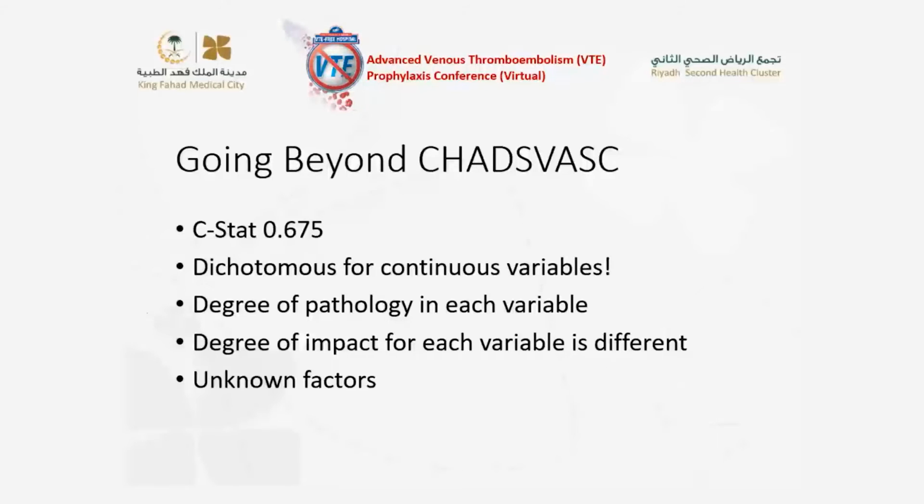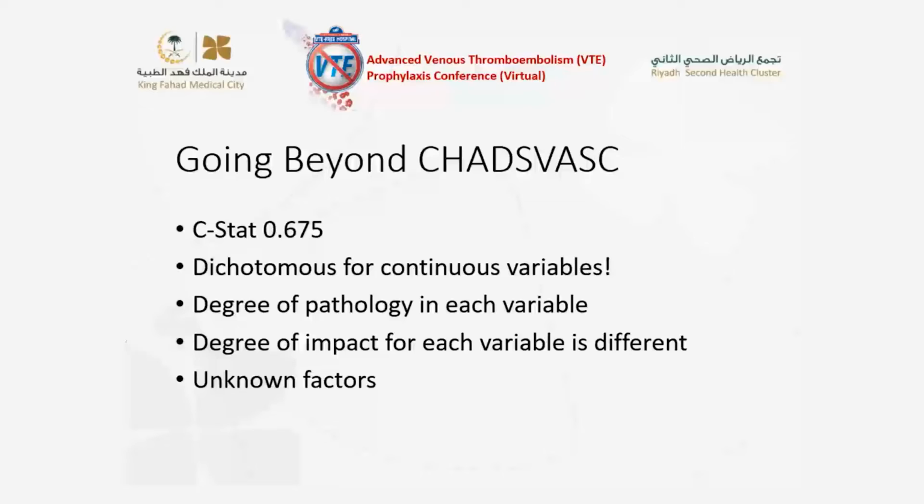The other thing that CHADS VASC does not account for is the pathology in each variable. So someone who's diabetic but has an A1C of 5.9 still gets a point. And someone who's diabetic and has an A1C of 14 or 13 still gets 1 point. And we all know that this is not appropriate. And we all know that their risk profiles are different. The same thing, the hypertensive who's got a blood pressure of 121 is not the same as the hypertensive who's walking around with a systolic blood pressure of 190. So CHADS VASC does not account for that.